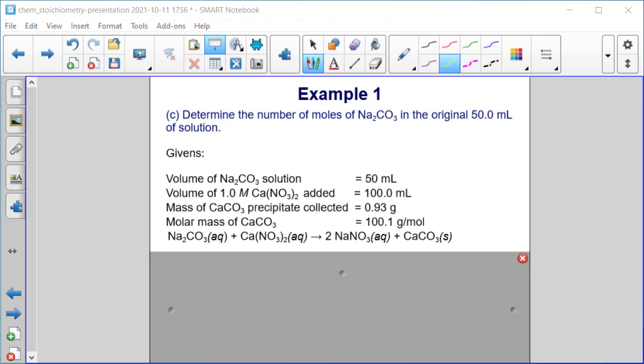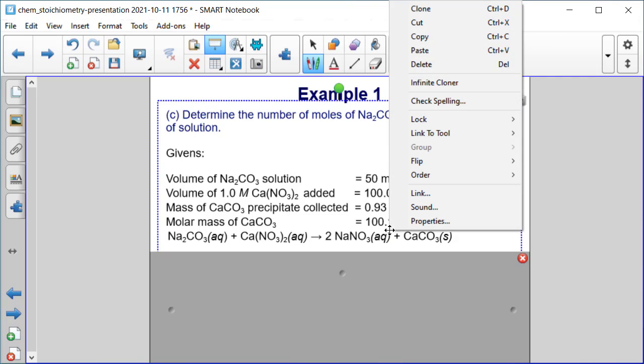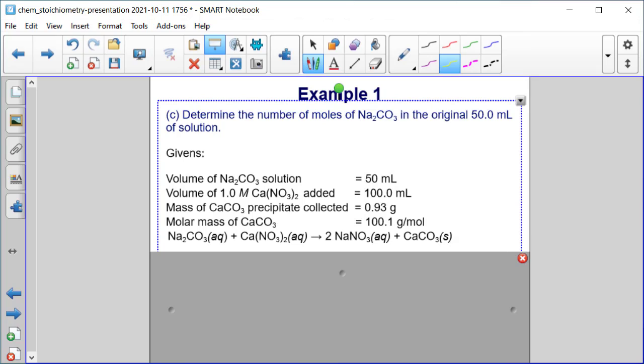All right, part C of example 1, determine the number of moles of Na2CO3 in the original 50 milliliter solution. So I've listed on the screen the things that were given in the original problem. I know that the volume of my original solution of Na2CO3 is 50 milliliters. I know I added 100 milliliters of 1 molar CaNO3, and I know the mass of the calcium carbonate precipitate was 0.93 grams. We were also given the molar mass of that precipitate, 100.1 grams per mole, and we're given the overall balanced equation.